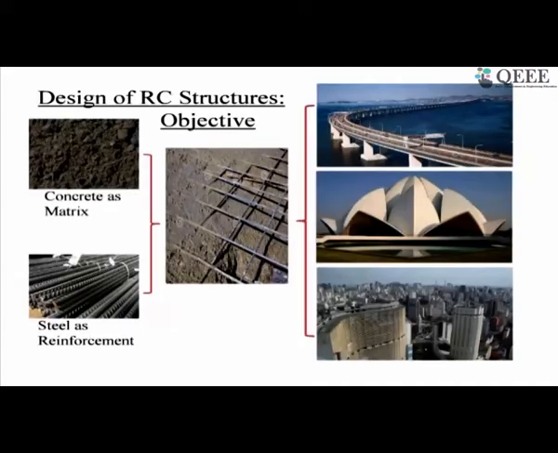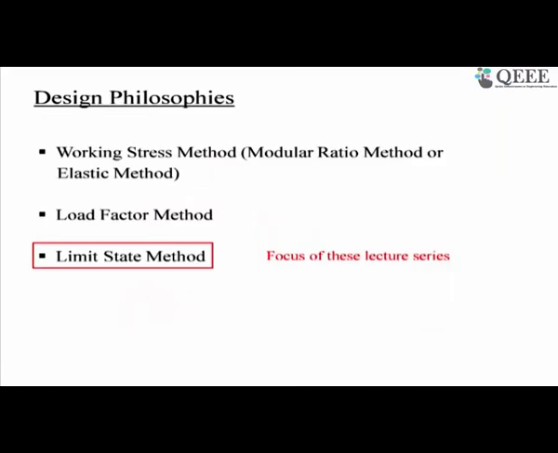Now the objective of this course is, we have concrete as a matrix and steel as a reinforcement, and if we put them together, we have reinforced concrete. And now the objective of the course is, once we have this reinforced concrete, how we can use it to design these different kinds of structural elements. So we'll try to give a very brief introduction to this process.